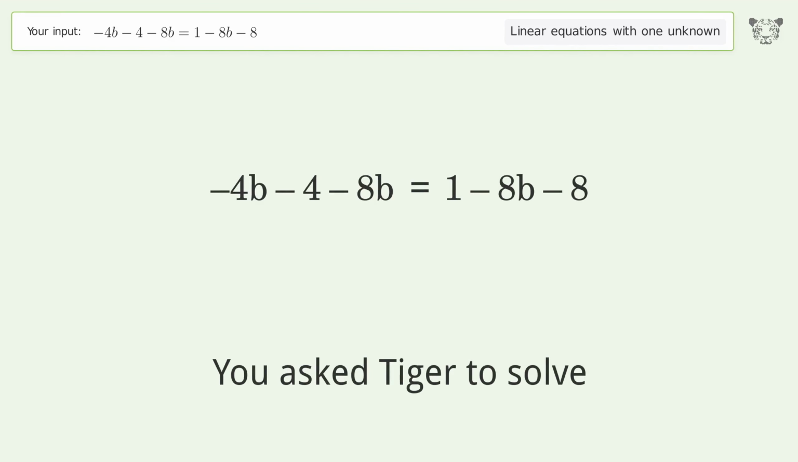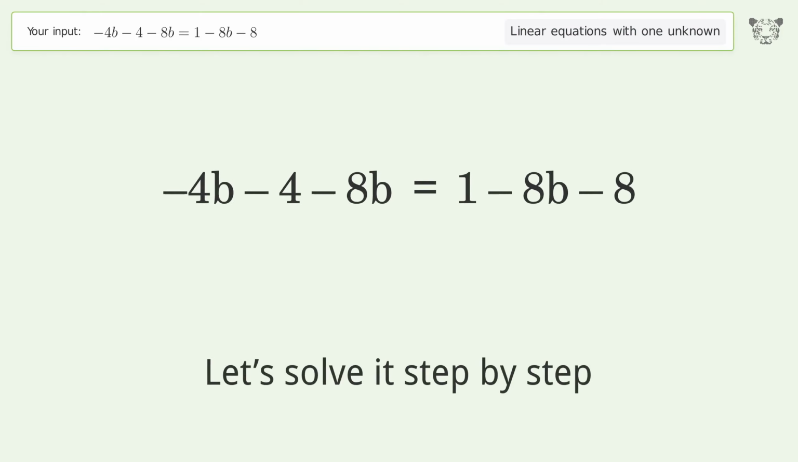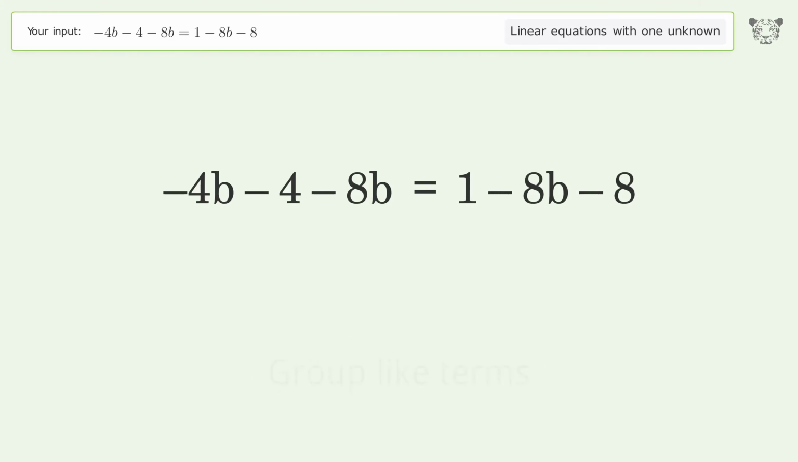You ask Tiger to solve. This deals with linear equations with one unknown. The final result is b equals 3/4. Let's solve it step by step. Simplify the expression. Group like terms.